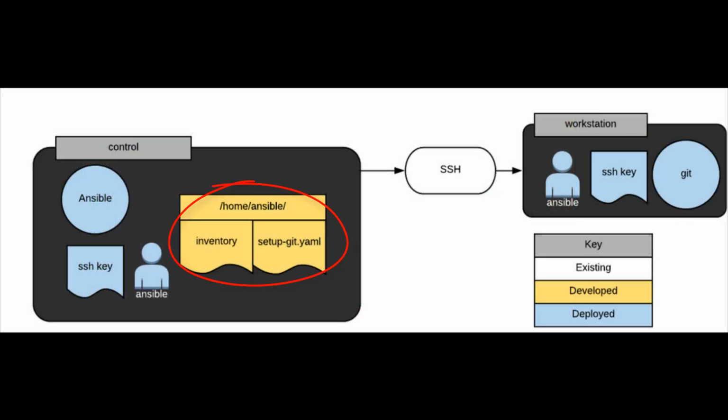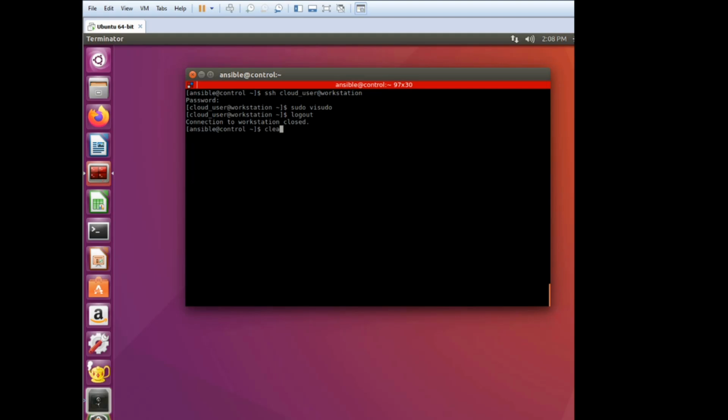Next, we need to create our inventory consisting of only the workstation host. On the control host, running as the Ansible user, we're going to create a new file. So let's get into it: vim /home/ansible/inventory. And add the text workstation to the file, and then we're going to save it.